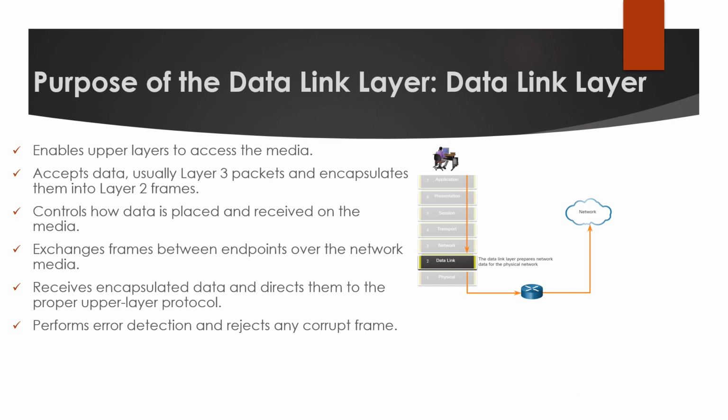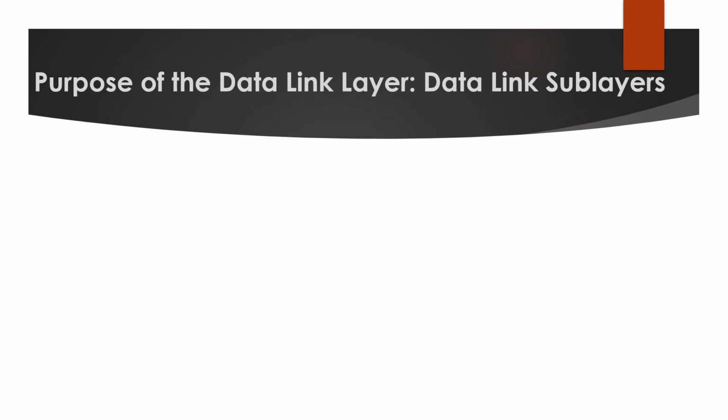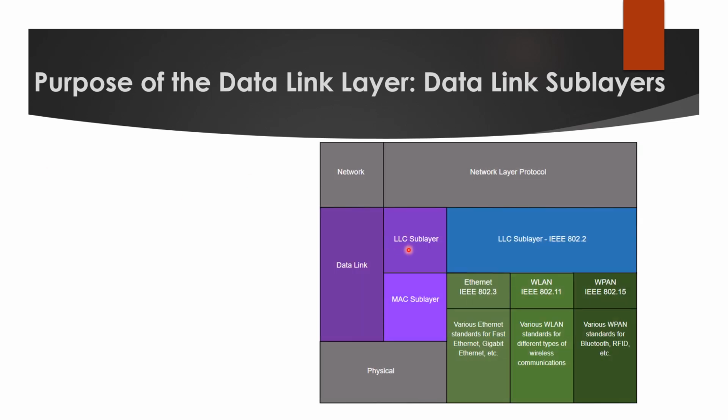In the figure, it is explained how the data link layer, as layer 2, adds Ethernet destination and source network interface card information to a layer 3 packet. It would then convert this information to a format supported by the physical layer. The data link layer consists of two sublayers, as it is described in the figure: the logical link control and media access control.